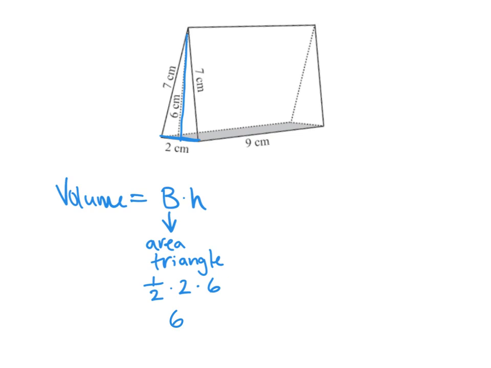And then the height of this prism would be 9, because we would be thinking about our layers going that way, slicing up the triangular prism. And so we would multiply by 9, and we would get a volume of 54 centimeters cubed.